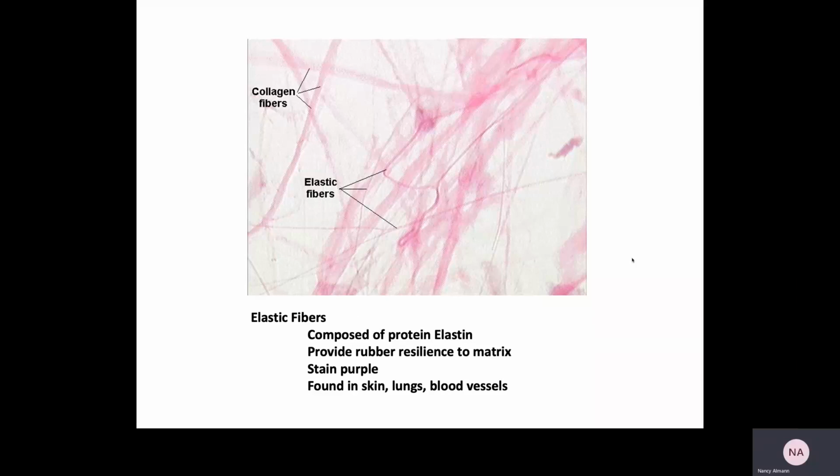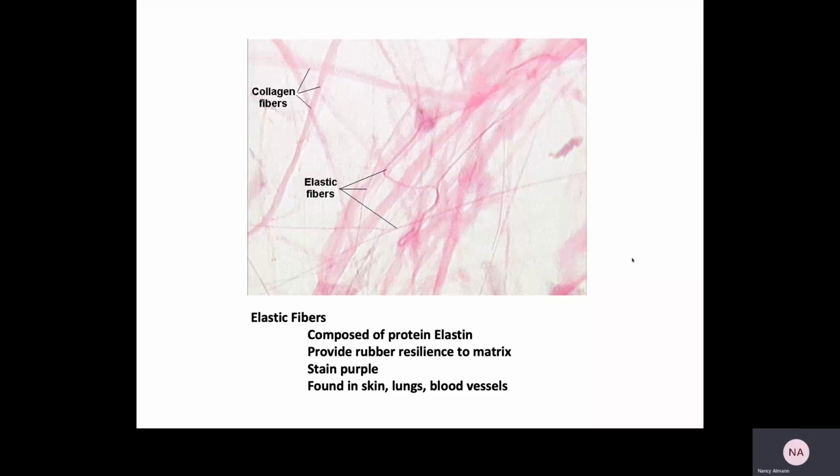Elastic fibers are going to be composed of a protein which is conveniently known as elastin. What happens with elastic fibers? They can stretch and then go back to their original shape. Collagen is not elastic, it is strong. Elastic fibers are elastic, just like a rubber band. So they help provide rubber-like resilience to the matrix. And where will they be found? Skin, lungs, and blood vessels.